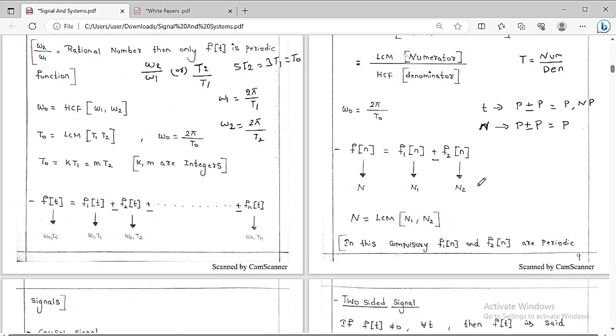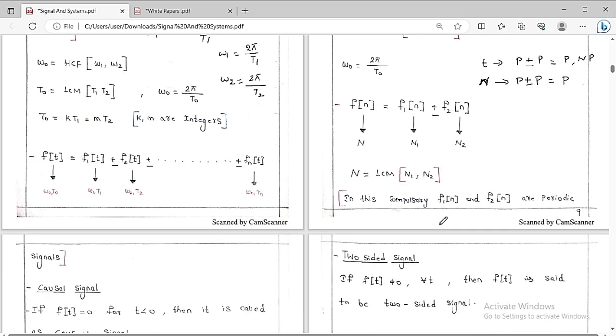So finally I can say that in this case, whenever you are doing addition or subtraction of two periodic signals in the discrete time domain, the result signal is always periodic. Here F1 of n is a periodic signal which has a time period of N1, and F2 of n is a periodic signal which has a time period of N2. The resultant signal has a period N, which is the LCM of N1 and N2. In this, F1 of n and F2 of n must both be periodic signals.